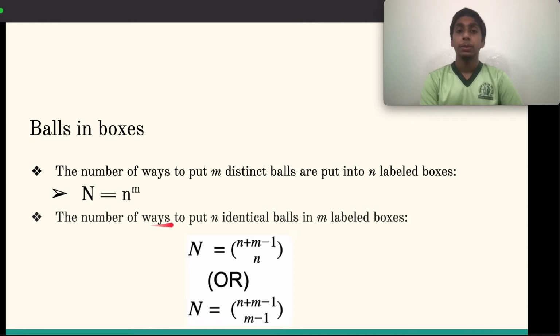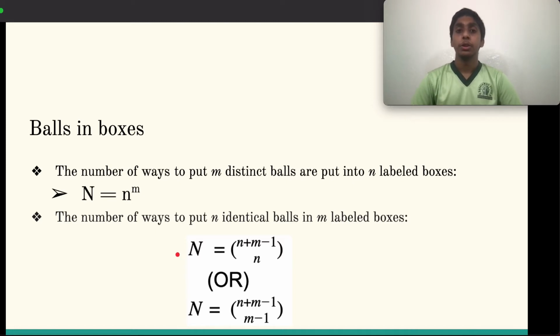Now, the number of ways to put n identical balls in m labeled boxes. So these balls are all the same. So then what we can do is a combination. So n plus m minus 1, choose n. Or n plus m minus 1, choose m minus 1. So again, if you're a little confused about this combination notation, don't worry, we're going to go over it in a few slides. But just so you know, these are the simple formulas that you can use if you want to solve these balls and boxes problems.